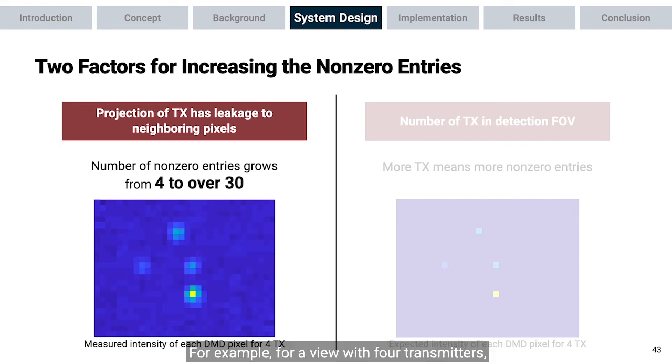For example, for a view with 4 transmitters, we expect the projection on the DMD to have only 4 non-zero entries.